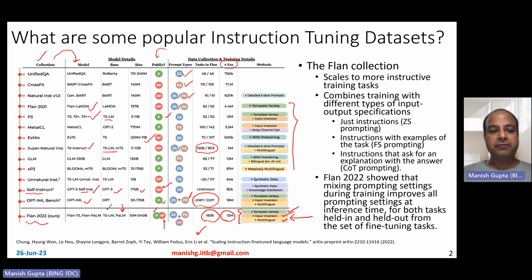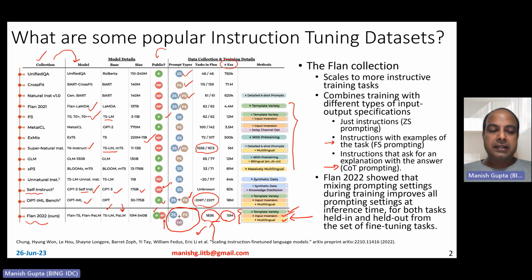So the Flan 2022 collection scales to more instructive training tasks, 1,836 tasks. It combines training across three different types of prompts: zero shot prompts, few shot prompts, and chain of thought prompts. So zero shot prompting basically means just the instructions. Few shot prompts means instructions with some examples, and COT, the chain of thought prompts, basically mean that they have an explanation along with the answer, and that forms the instructions.